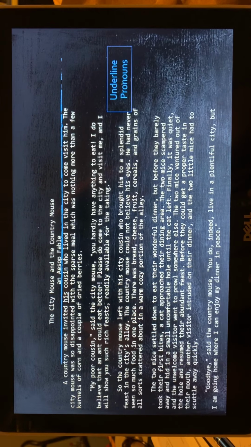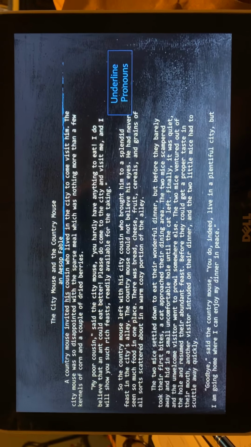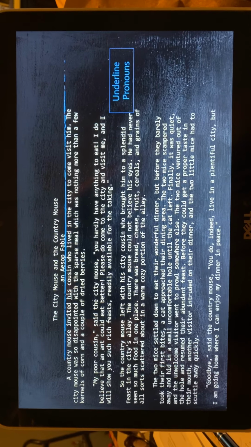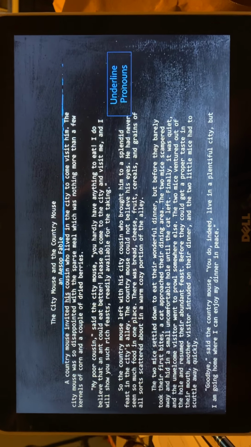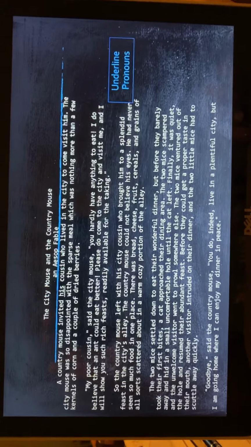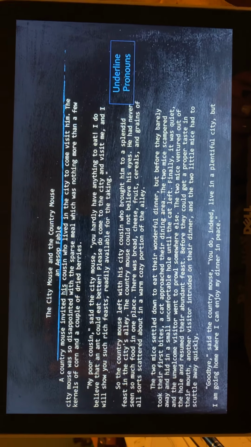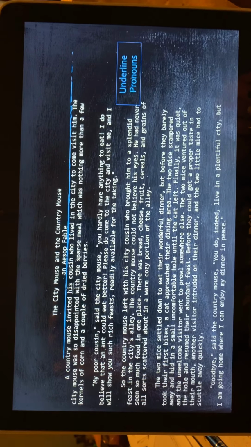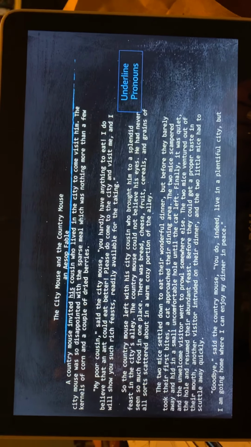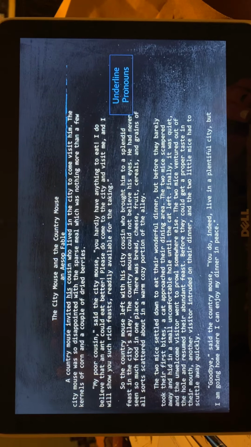So in the first sentence, a country mouse invited his cousin who lived in the city to come visit him. So his would be underlined because it is a pronoun, and him would be underlined because that is also a pronoun. So we would go through and talk about his in reference to the mouse, the country mouse, and him is also in reference to the country mouse. So that's a pronoun. Instead of saying a country mouse invited a country mouse's cousin, that's how we would go through and explain.